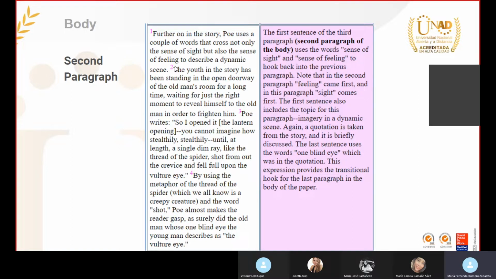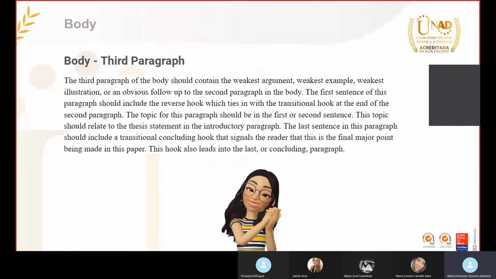Describe a dynamic scene. So this is the topic, and then he explained how Poe described the dynamic scene, and finally, at the end, he uses the words one blind eye to drag the reader of this essay to move on to the physical description of a person. So this is the last point of the thesis, you remember. So it hooks to the next paragraph, that is the third one.